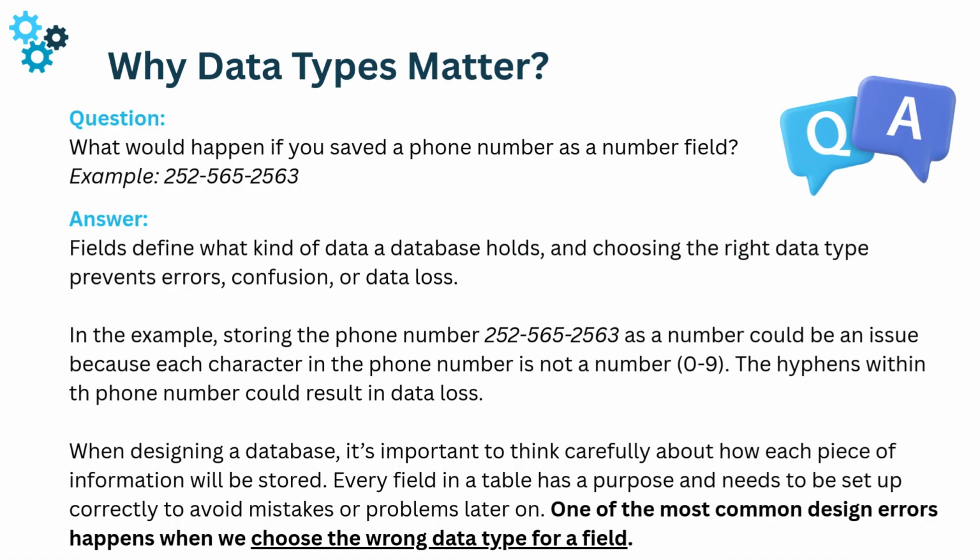Let's talk about why data types are so important. Imagine you save a phone number as a number field instead of a text field. That would be a problem because phone numbers actually include hyphens, and the database would strip those out, leaving you with incorrect values or even worse. Fields define what type of data a table will hold, and choosing the correct data type prevents errors, confusion, and data loss. This might seem like a small thing, but choosing the wrong data type is the most common mistake in database design, and it can have big consequences.